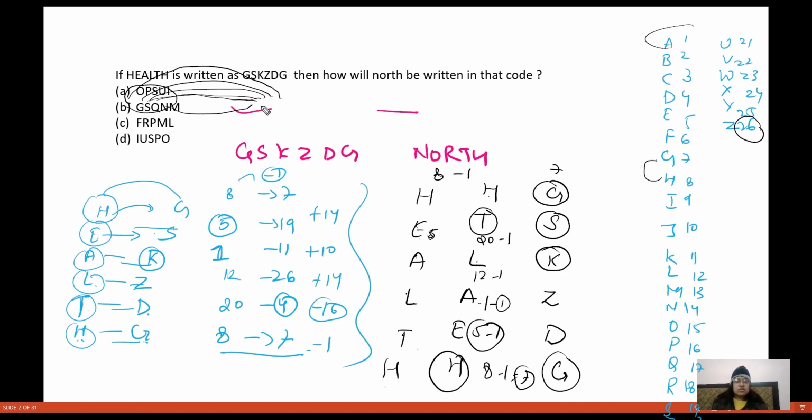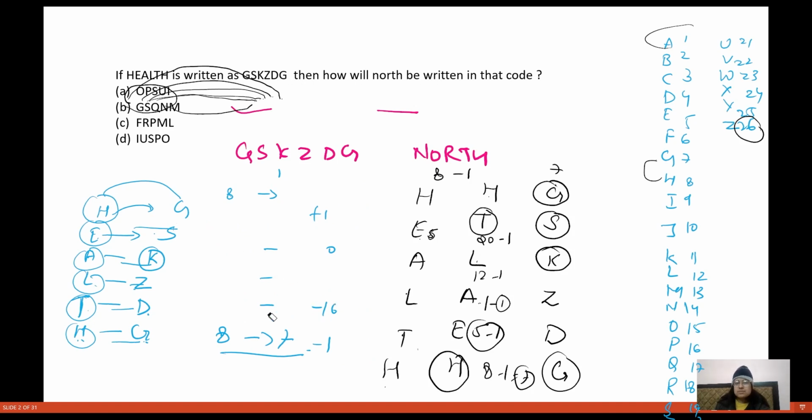So this is now the correct sequence. When we flip this word and then minus 1 from each of them, we get G, S, K, Z, D, G. So this is what we want to do here. I showed you this because directly we were not getting anything. So what I did, I saw something that was resembling that if I flip the word, I'll get something. So similarly, I take this north. Now what I will do? I will reverse this word.